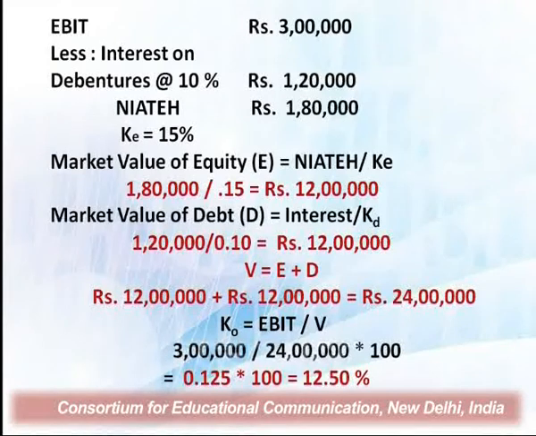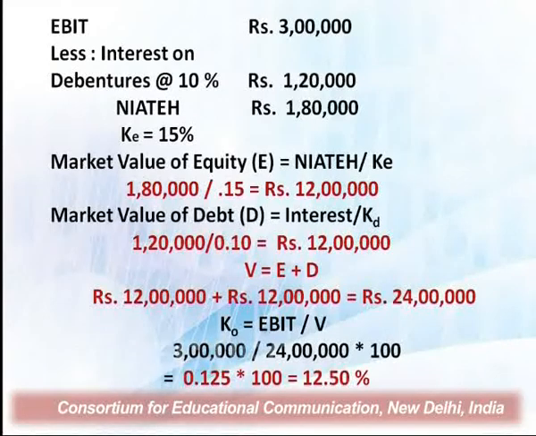Now we can calculate the overall cost of capital by this formula, EBIT by value of firm. EBIT is rupees 3 lakh, value of firm is 24 lakh rupees. We have just calculated, multiplied by 100 because we want the answer in terms of percentage, and the overall cost of capital becomes 12.50%. So in this way, we have attempted to understand how to calculate value of firm as well as aggregate cost of capital or overall cost of capital by using traditional approach in our capital structure decision, right?